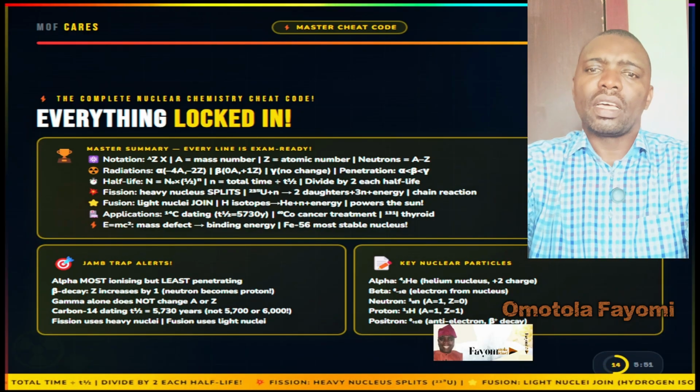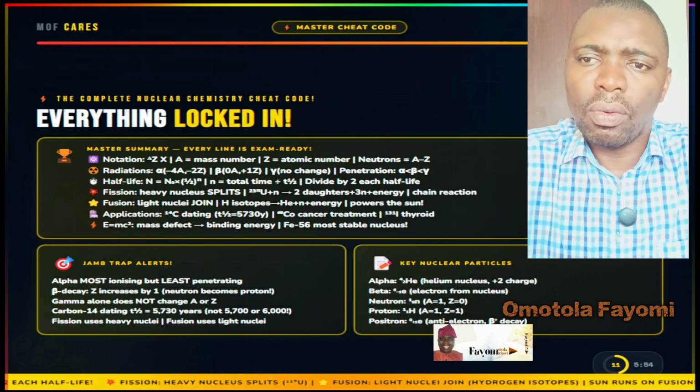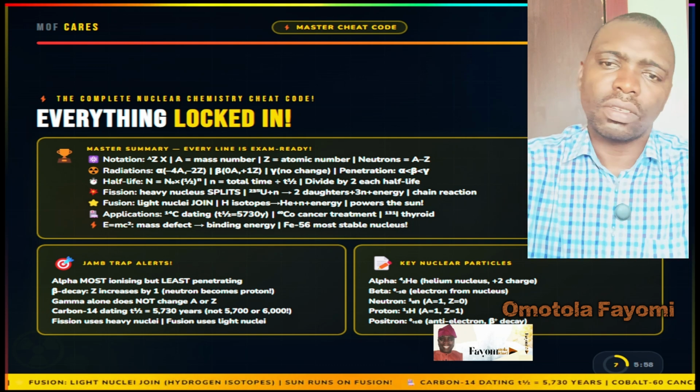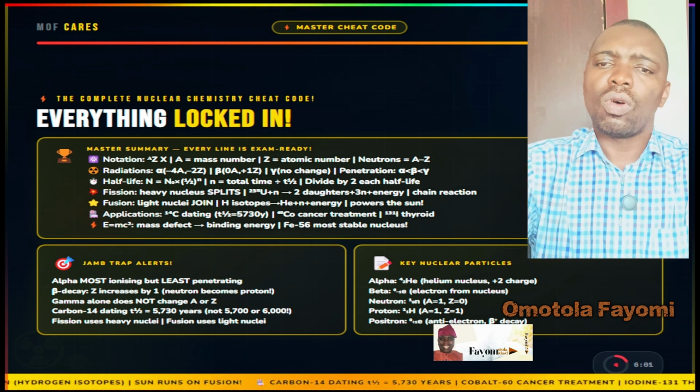Half-life: N equals N naught times 1/2 to the power n, where n equals time divided by t half. Step-by-step method: just keep dividing by 2, it works every time.